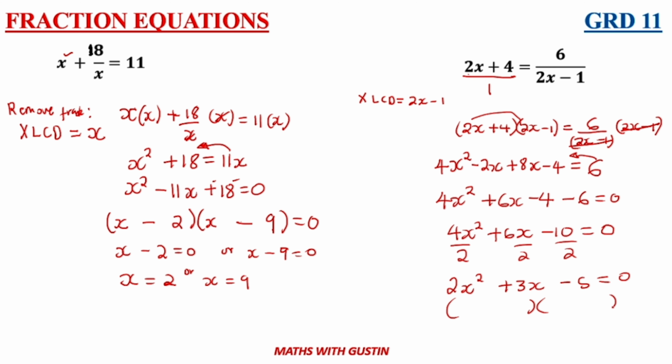Now you're left with a trinomial, and you need to factorize it. So 2x here and an x there. What do we have here? We need two numbers that, when you multiply them together, give you 5.